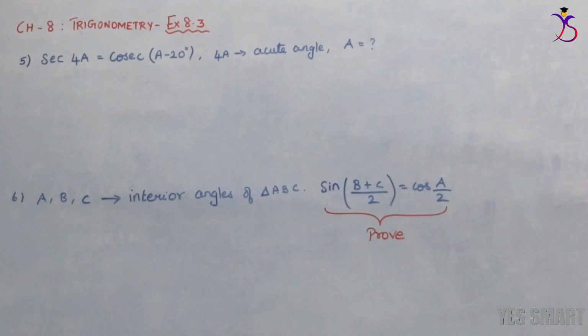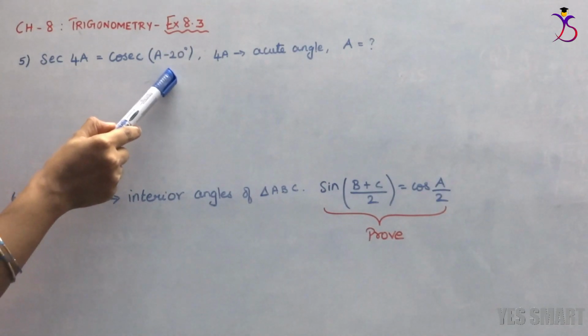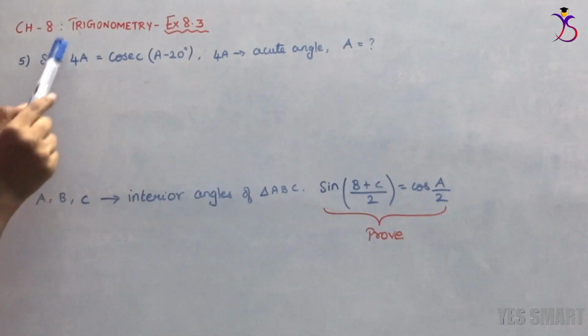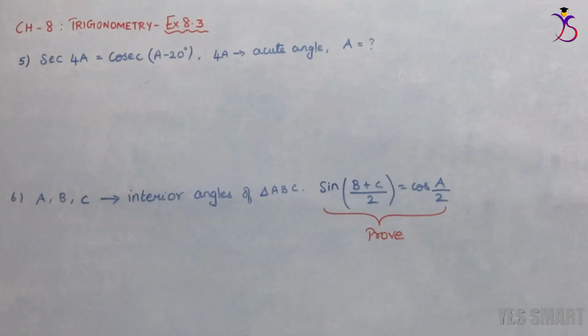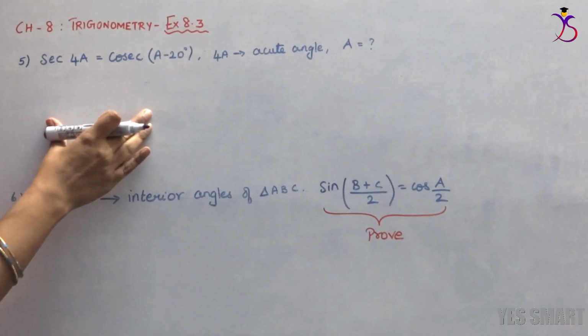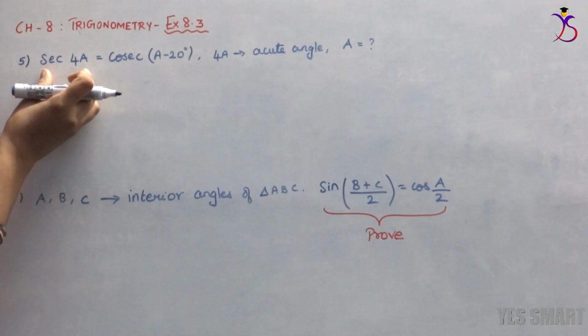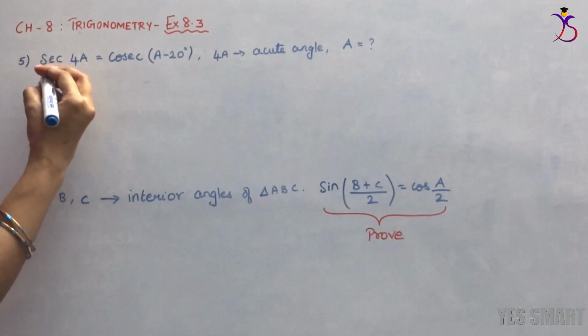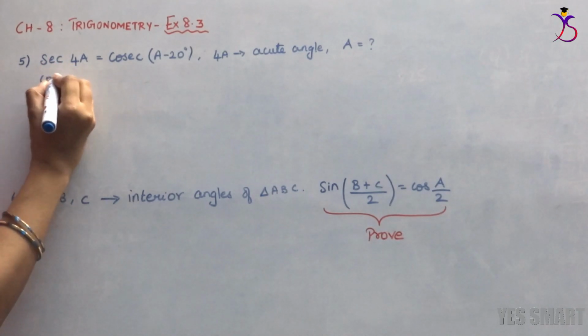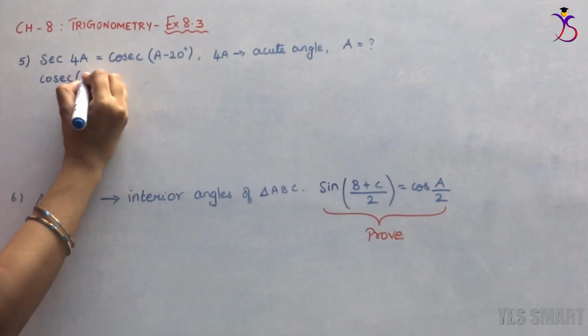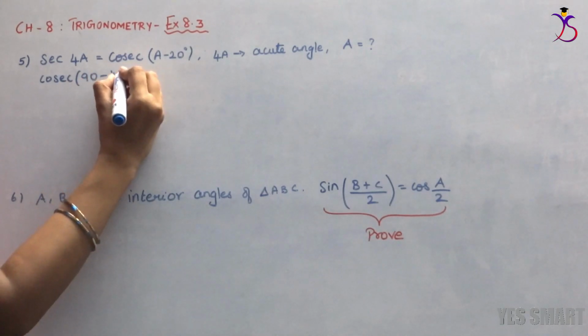Now moving on to the fifth sum. Secant 4a equal to cosec (a minus 20). 4a is an acute angle. We have to find what is a. This is a similar sum which we have already solved. So what I am going to do here is, I am going to change this secant theta to cosec (90 minus theta). So secant 4a becomes cosec (90 minus 4a). I am just keeping the right side as it is so that I can cancel the cosec on both sides.